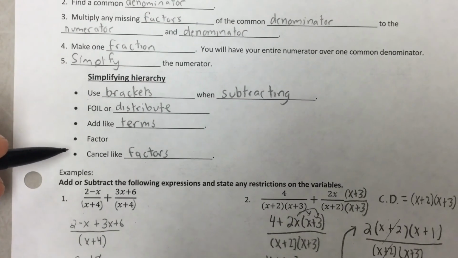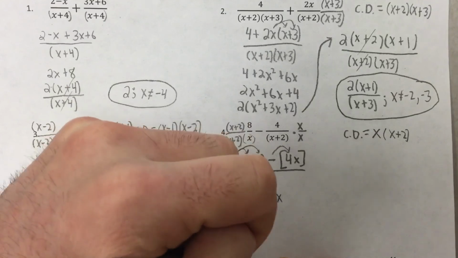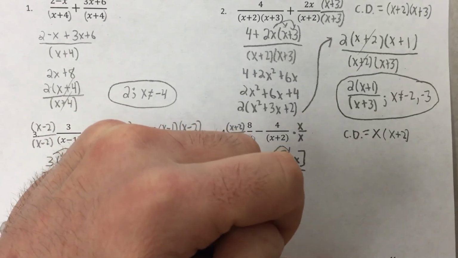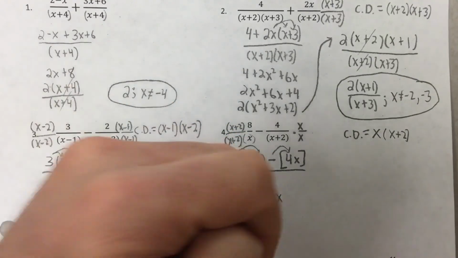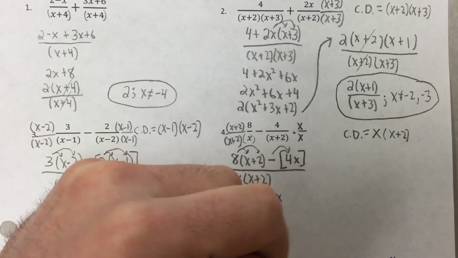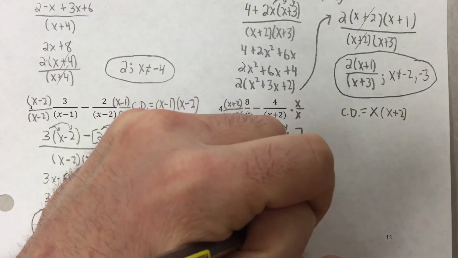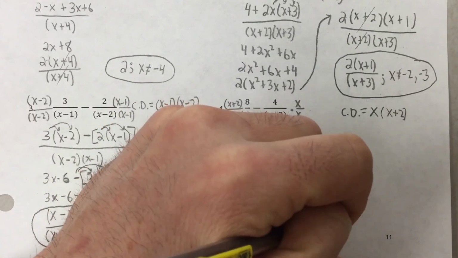We factor after that. GCF of 4, which would be 4 times the quantity of x plus 4. And then I put my common denominator on the bottom. And again, in this case, there is nothing that we can cancel out. So we are finished, and I just say x cannot equal 0 or negative 2.